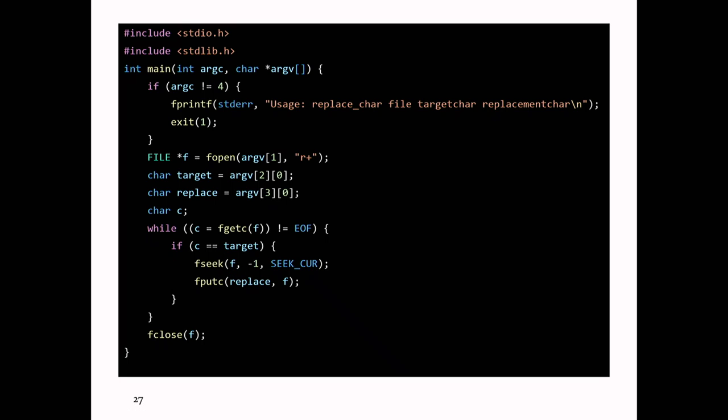Read in a character, that causes the position to advance by 1. If I want to overwrite the character I just read in, I have to back up 1 from the current position, using fseek.